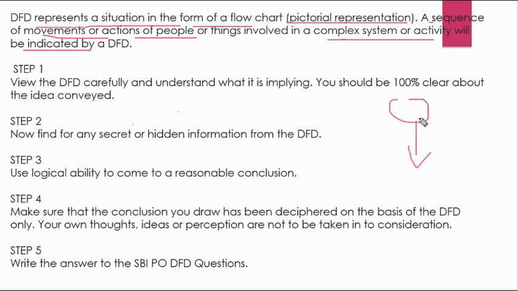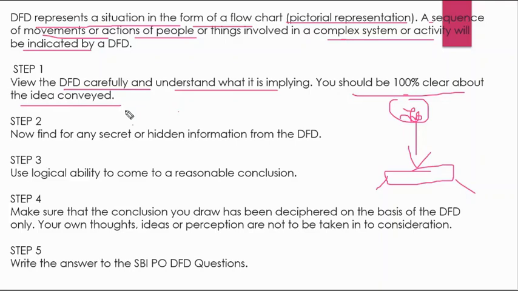So, like this, a thing will be provided here, then information, and another piece of information will be provided, and it can be divided into several other things. A complete process will be explained in the pictorial representation. So what has to be done here? In step 1, view the DFD carefully and understand what it is implying. You should be 100% clear about the idea conveyed. You need to study the whole picture and get the idea of what is being done here. Without that, you can't solve the questions. You need to see what process or work has been done in the picture.